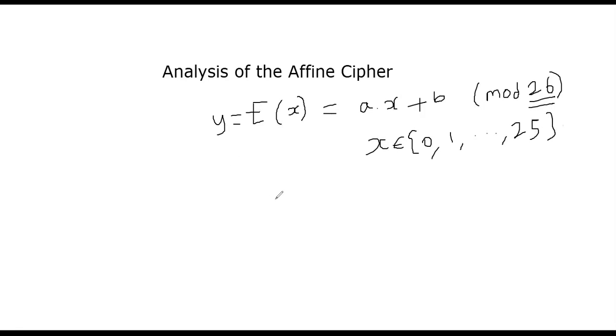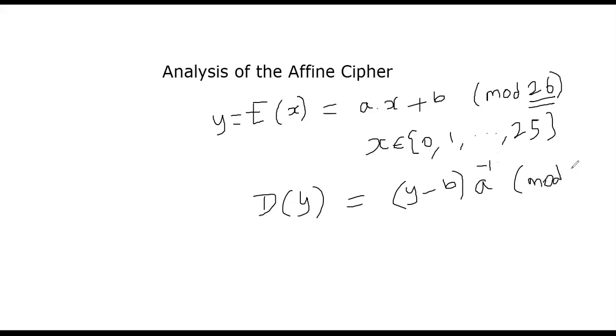So the receiver will do the decryption as follows. He will take the Y that you sent, and he will apply the opposite, of course. He has to first get rid of B. That means he needs to subtract B, right? So at this point, he has A times X. So he needs to multiply it by A inverse. Then he will get the X back. Again, he has to do it in mod 26. This is the decryption process.